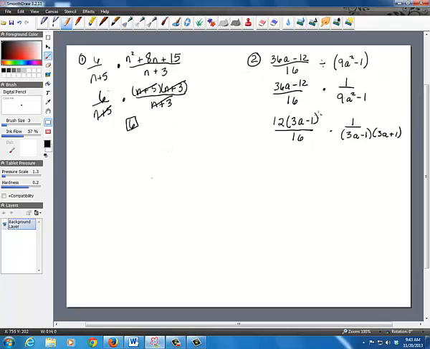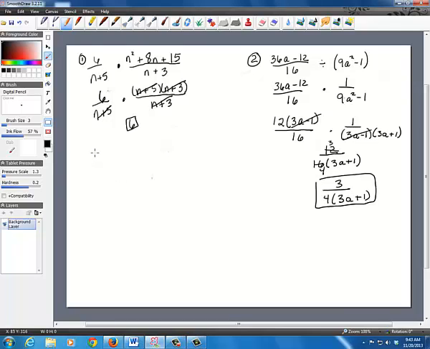Well, I can cancel here and here, and I'm left with 12 on top. 12 times 1 is 12, and on the bottom I have 16 times 3a plus 1. But I still have a common factor in these two. 4 goes in this one 3 times, and 4 goes in this one 4 times. So my final answer is 3 over 4 times 3a plus 1. That's my final answer for number 2.